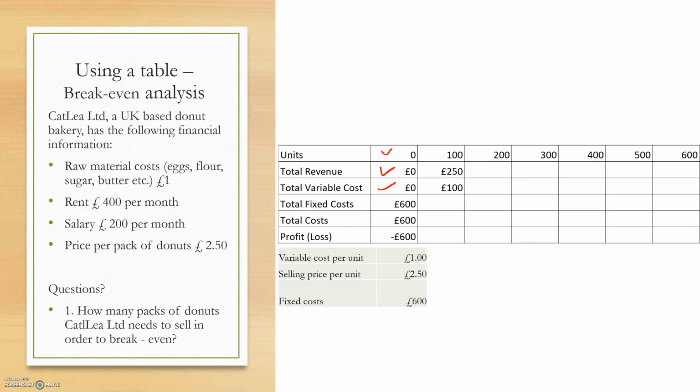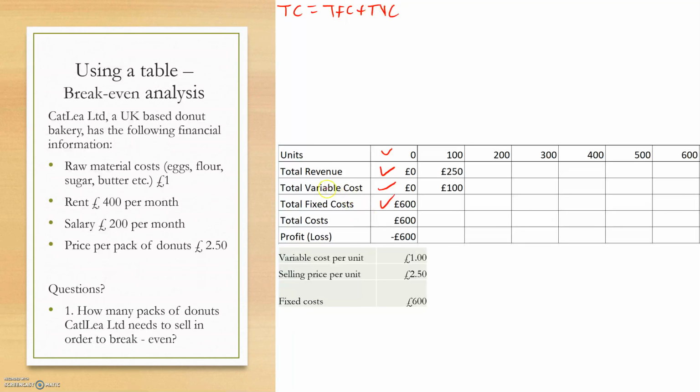The rent needs to be paid. The landlord wants the rent. And if we didn't produce and these workers are at work, we're still going to have to pay them. And therefore, fixed cost remains 600 at 0 packets of donuts. Now, total cost. I think that's pretty easy what we have done here. Total cost, we already know that. We know that total cost is equal to our total fixed cost plus our total variable cost.